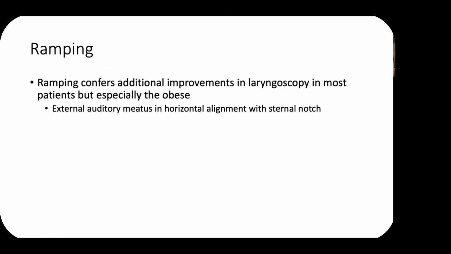Compared to a supine sniffing position, elevating a patient's shoulders and torso appears to confer additional benefit for direct laryngoscopy in most patients, but especially the obese. The endpoint used for ramping in studies is often horizontal alignment of the external auditory meatus with the sternal notch.